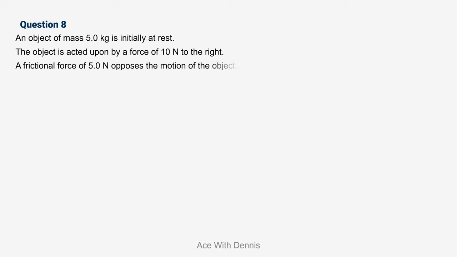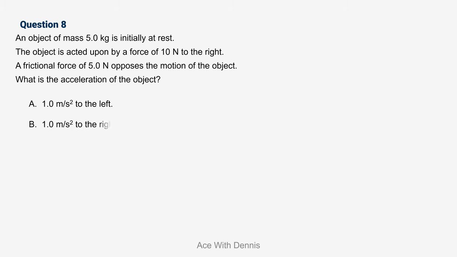Question 8. An object of mass 5.0 kg is initially at rest. The object is acted upon by a force of 10 newtons to the right. A frictional force of 5.0 newtons opposes the motion of the object. What is the acceleration of the object? Is it A, 1.0 meters per second squared to the left, or B, 1.0 meters per second squared to the right, or C, 2.0 meters per second squared to the left, or D, 3.0 meters per second squared to the right?